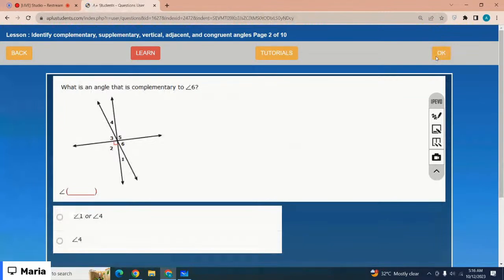What is the angle that is complementary to angle 6? That is option number 1. Angle 1 or angle 4, right? Because 1 and 4 are the vertical angles, they measure the same. So option number 1 is the correct option. They are angle 1 and angle 4.